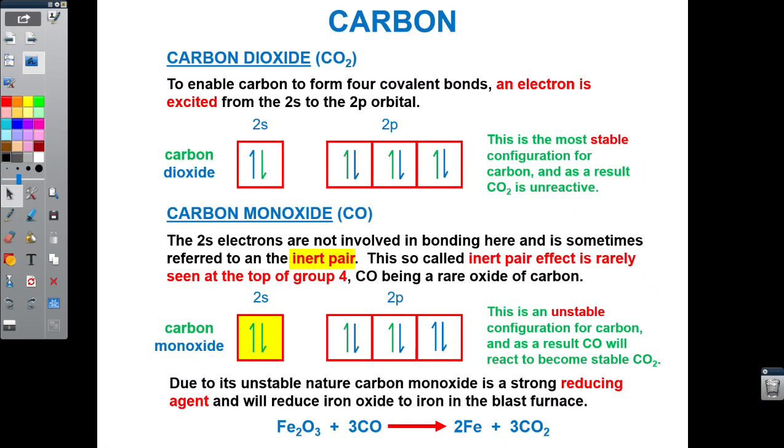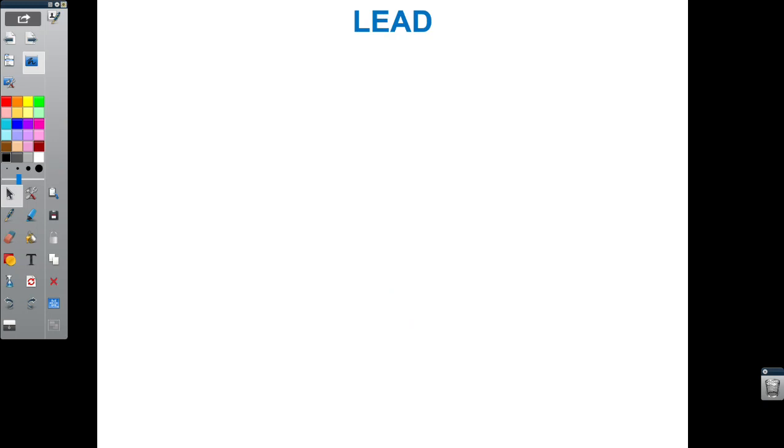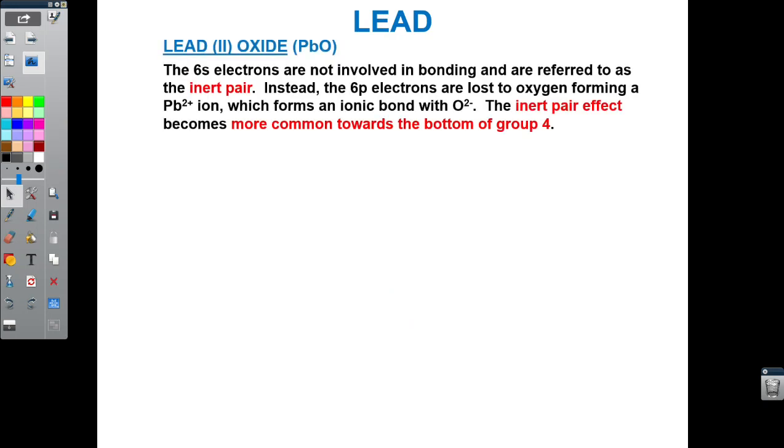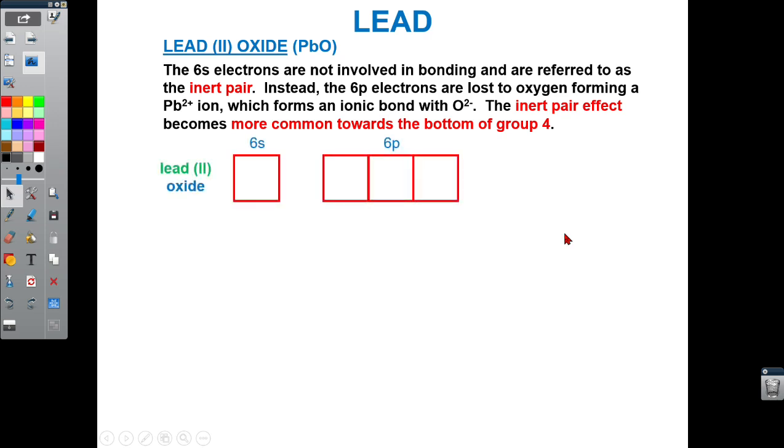Okay, so if we dive down to the bottom of group 4 then and take a look at lead. Now, if you recall from our table earlier, lead 2 oxide, PbO, is the stable oxidation state for lead, not PbO2. Now, if we look at the bonding that's occurring here, notice this time we're in 6s and 6p territory. We're in the 6th period of the periodic table, 6th energy level for lead, 6s2, 6p2.